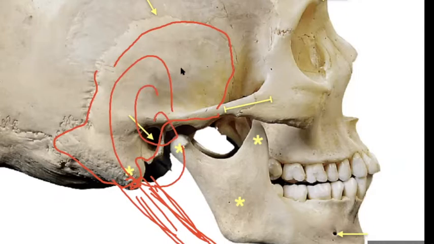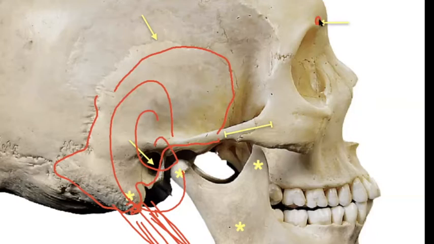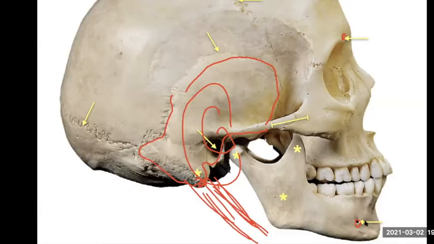I don't know why they call it a meatus. Mostly when you see a hole, it's going to be called a foramen or a canal, which means some kind of passageway. This is the supraorbital foramen. This is called the mental foramen, because that's in the mental region.